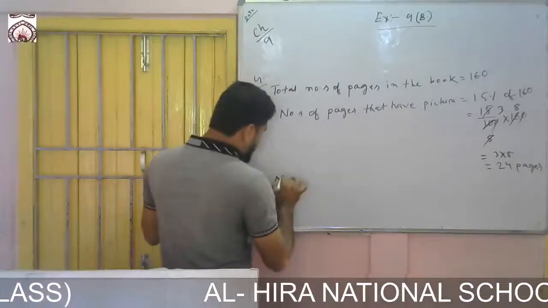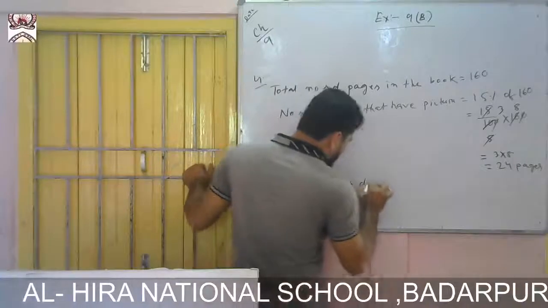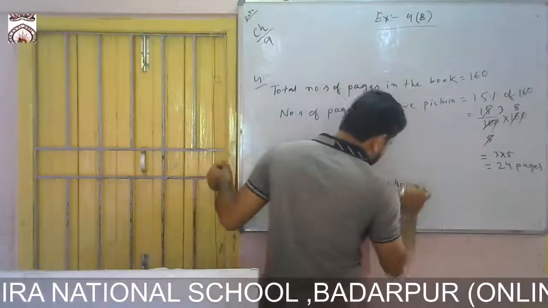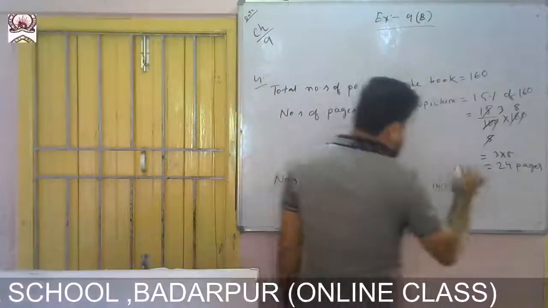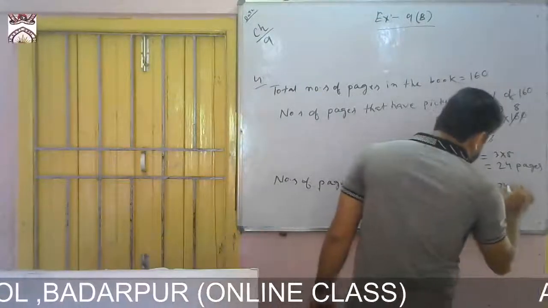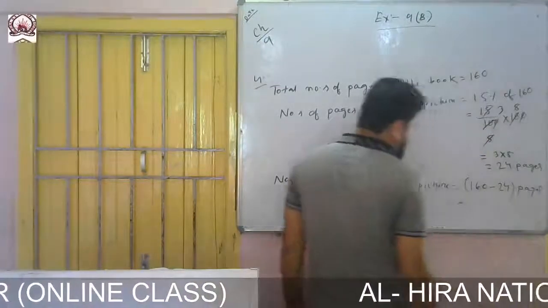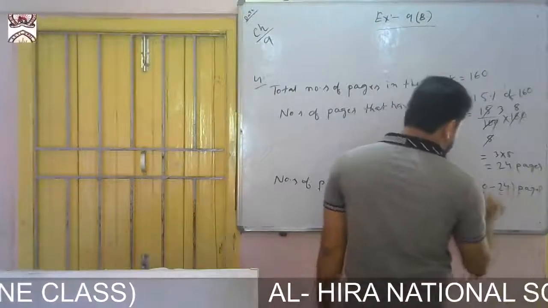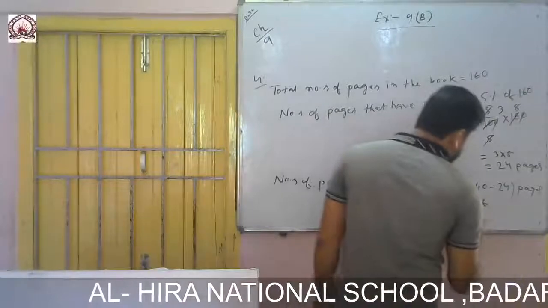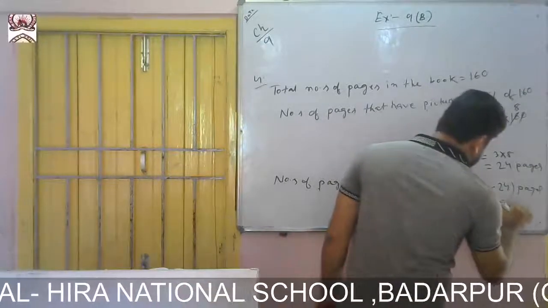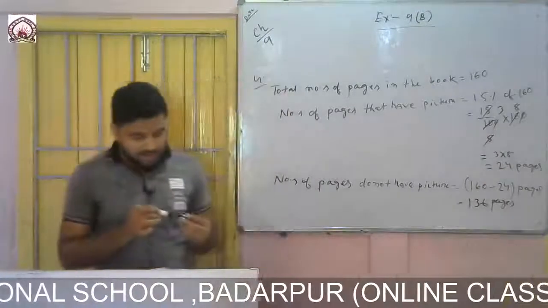Now write: number of pages that do not have pictures will be 160 minus 24 pages. 10 minus 4 is 6, then here remain 5 minus 2, it is 3. So 136 pages. So that is the answer.